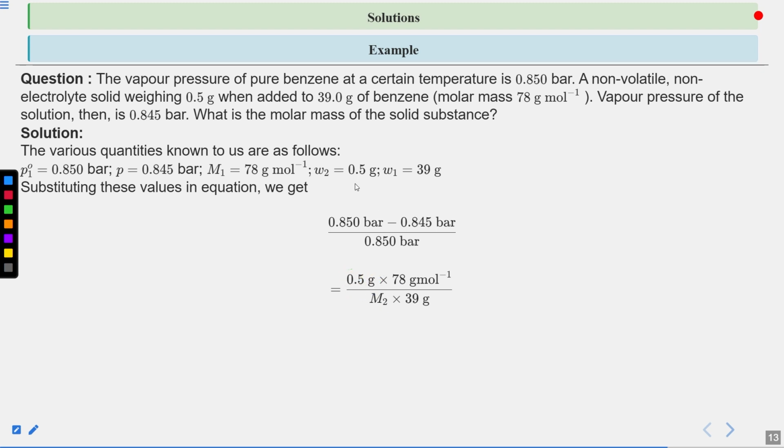So mole fraction can be calculated as the given mass, which for the solute is 0.5, divided by the molar mass, which is to be calculated. Then for the solvent, we have taken the given mass divided by the molar mass. Again, we have taken the equation W2 by M2, multiplied by M1 by W1. So we have just substituted this. From here, you will get your M2 value as 170 gram per mole.